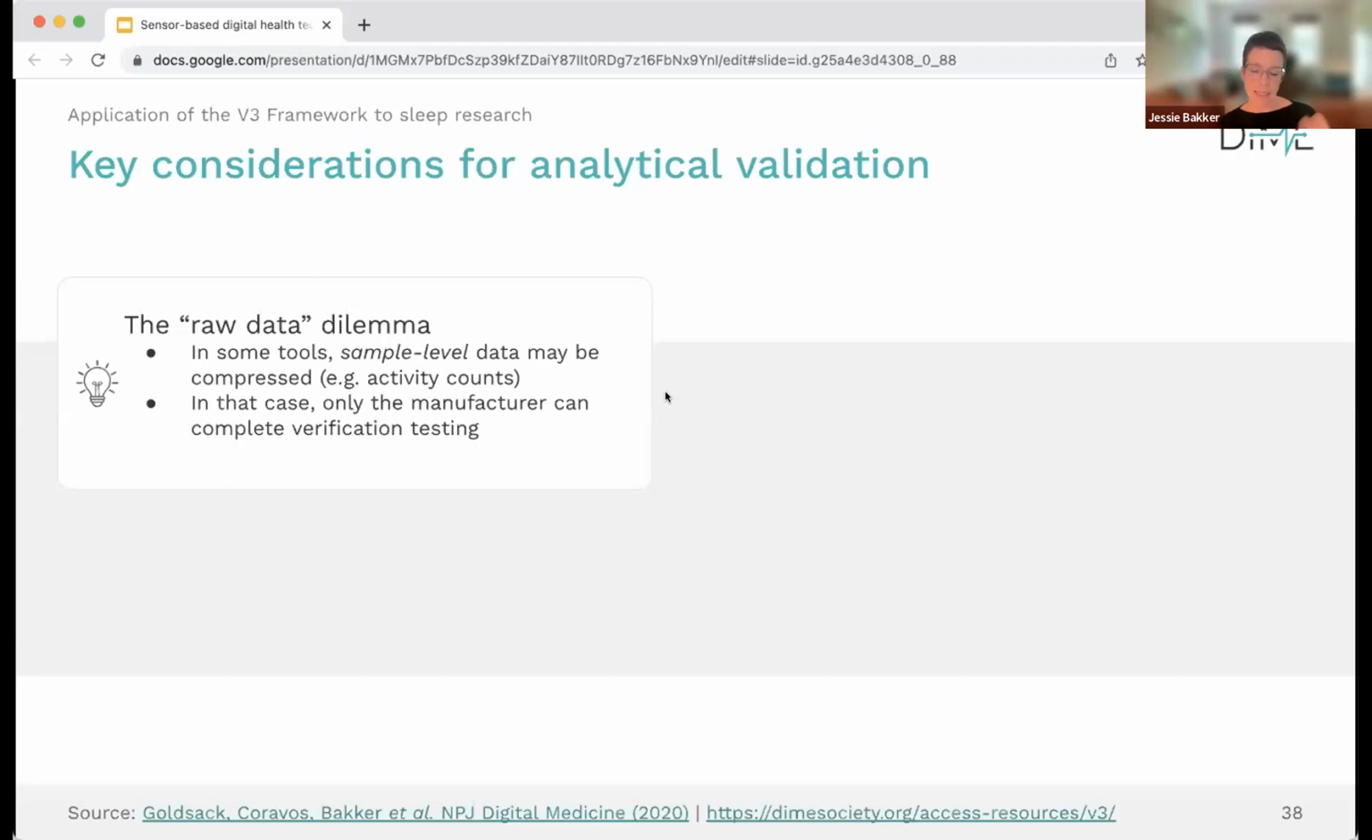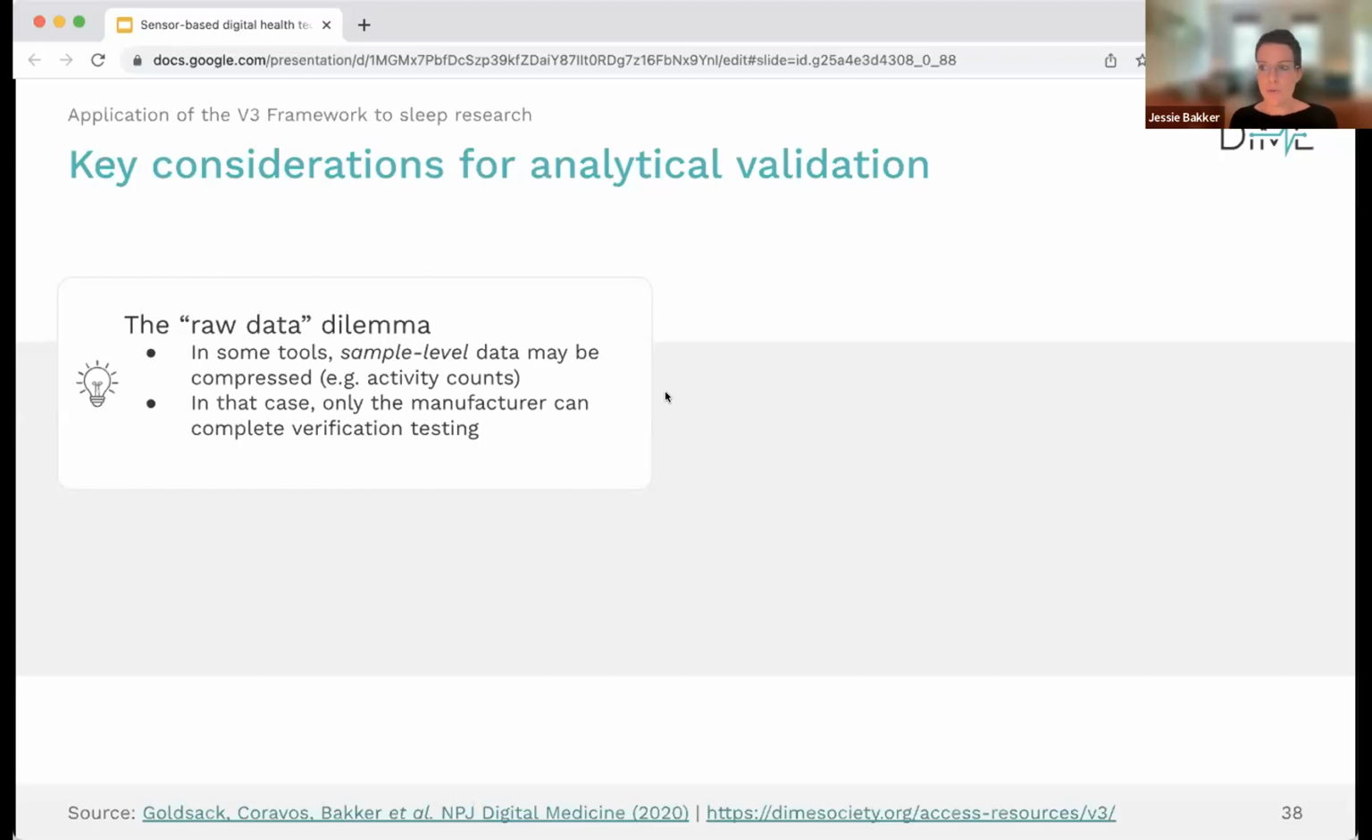And in some cases, again, it's pretty common in some actigraphy tools, that volume of data is just too much for the memory capacity, for the battery capacity, and the ability to transfer data wirelessly, so using Bluetooth, for example. So in order to maximize the memory, battery, and data transfer capacity, the raw acceleration data are instead compressed into something like an activity count, which is no longer meaningful for verification purposes because it's not in SI units.